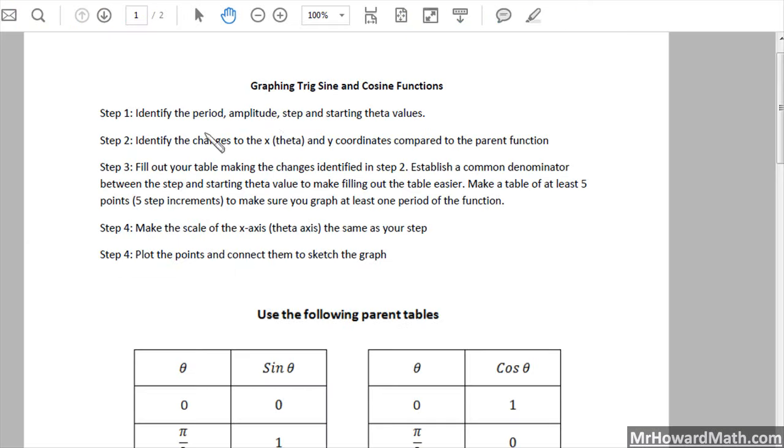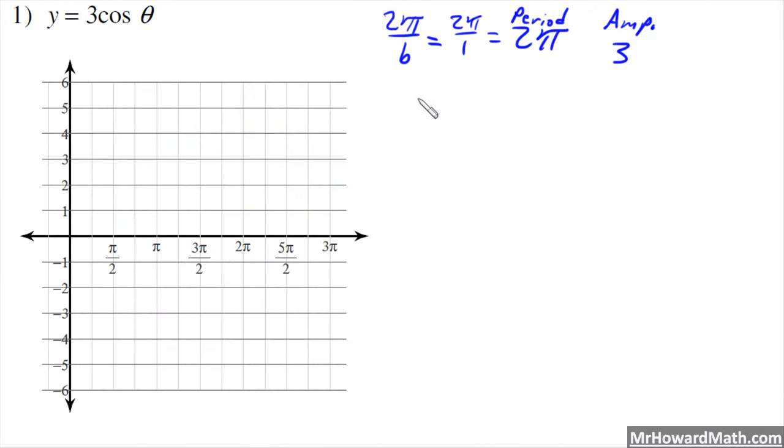Alright, and looking at our list here, identify the step and then the starting theta. So the step is the period divided by 4. For us, that would be 2 pi, that's the period, divided by 4. Reduce that and you get pi over 2. So the step is going to be pi over 2 here.